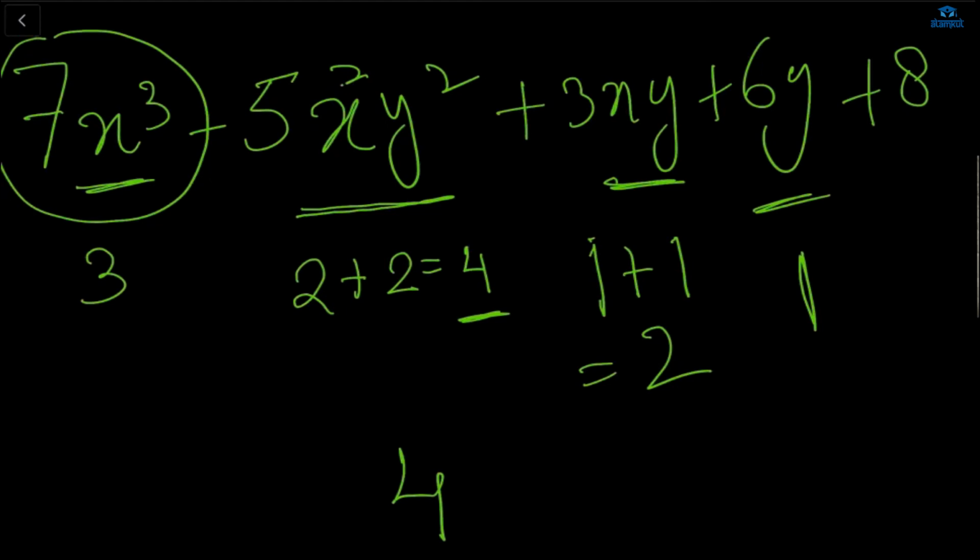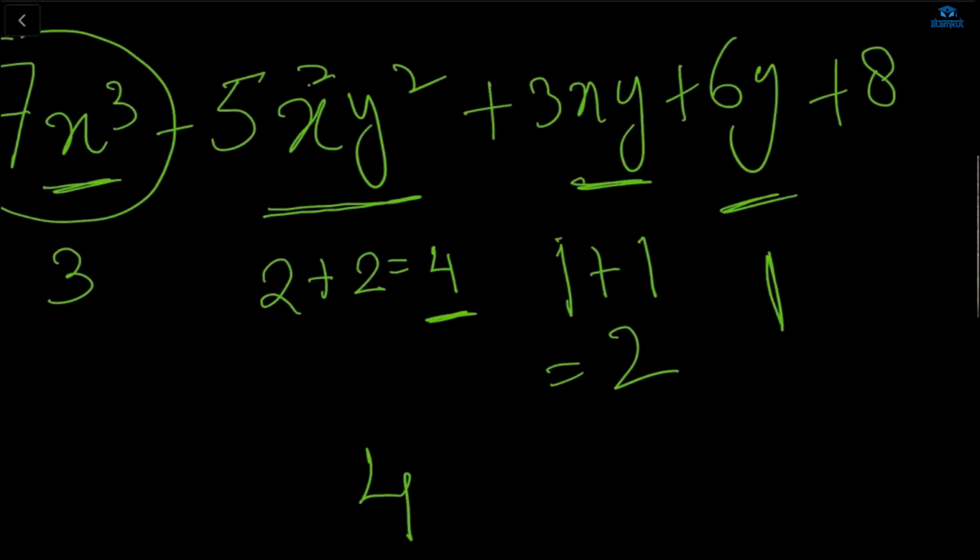In the second term, you can see two variables are here. X is also there, Y is also there. So, now you are going to add up the powers. Okay? For x, it is 2. For y is also 2. So, you are going to add the power. 2 plus 2 is 4. Okay? Advika? Now, the third one, x and y. So, power of x is 1, power of y is 1. So, the total will be 2. And for the fourth term, only y is here.